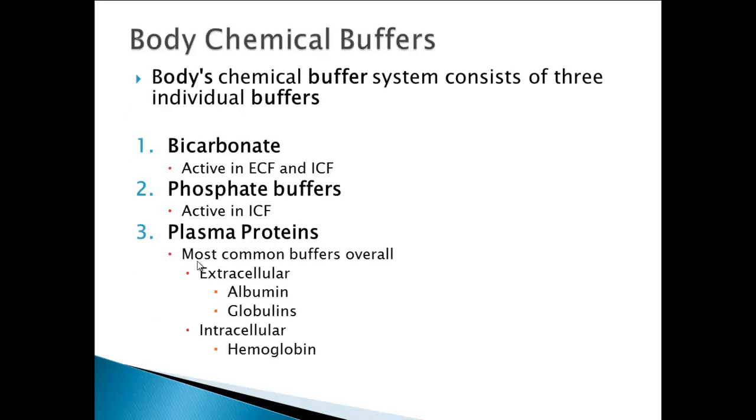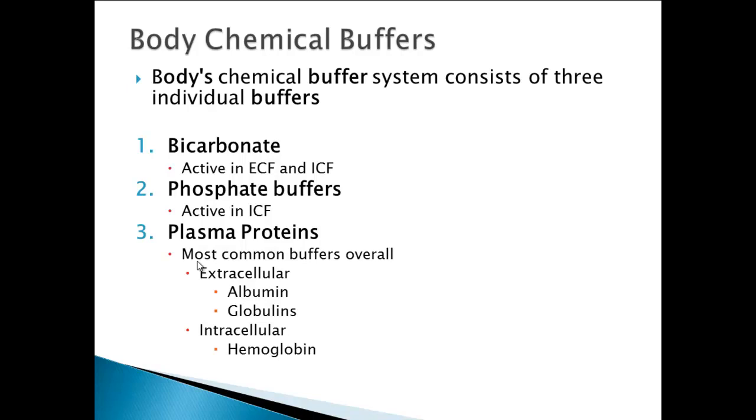And here's some examples of the body's chemical buffers. There's three individual buffers. There's the bicarbonate, we've heard a lot about that, found in both extracellular and intercellular fluid. There's phosphate buffers. Those are actually more in the intercellular fluid. And then there's plasma proteins that are probably the most common. They're all over. They're extracellular and intracellular, consisting of albumin and globulins extracellularly, and hemoglobin intracellularly.